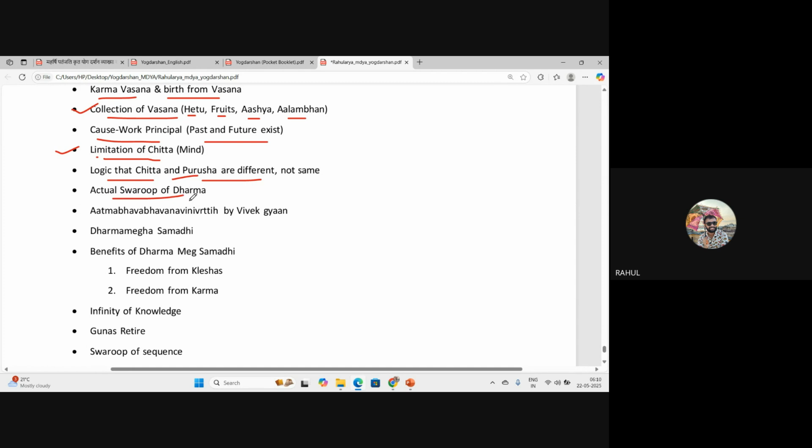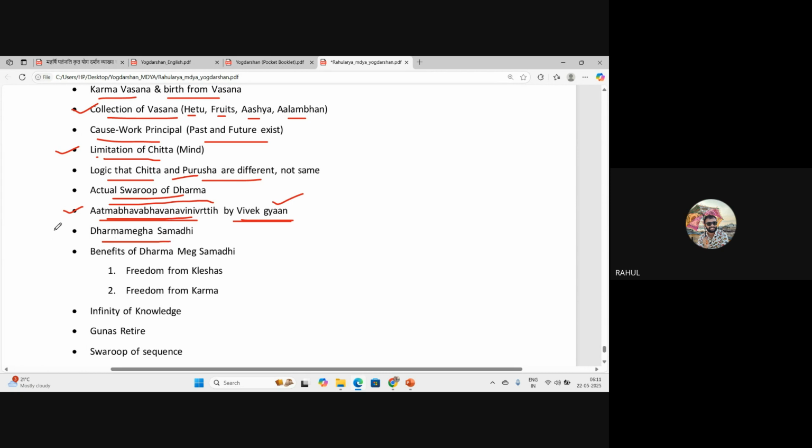After that, we will read the actual Swarup. Swarup means the nature of the dharma. After that, Atma Bhav Bhavana Vinivritti. That kind of mental state, a fully satisfied state, through the attainment of Viveka Jnana. That state we will attain. This state is very important for UGC. Once a question came: which state can we attain by Viveka Jnana? That is Atma Bhav Bhavana Vinivritti. We'll discuss it later, okay?